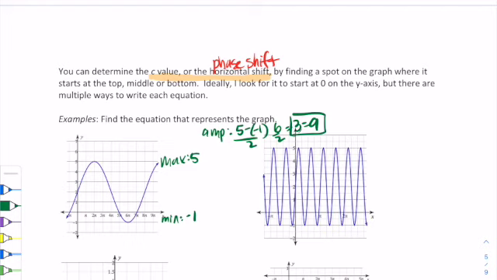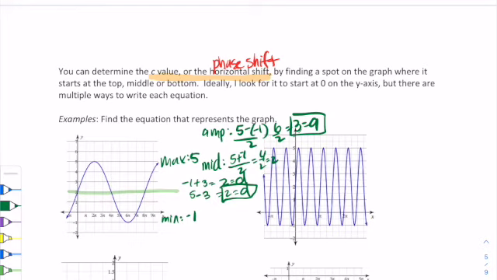Then we can find the midline using our min and max as well. There's a plethora of ways to get there. You can do min plus max cut in half. So we can do 5 plus -1 cut in half, which gives us 4 halves, which is 2. Right? And then I'd like to do a quick check and make sure that that looks like it should be the middle. We could do the minimum, which is -1 plus the amplitude, which is 3, which gives us 2. We could also do the max, which is 5, and subtract the amplitude, which is 3, and get 2 as well. And that's our d value.